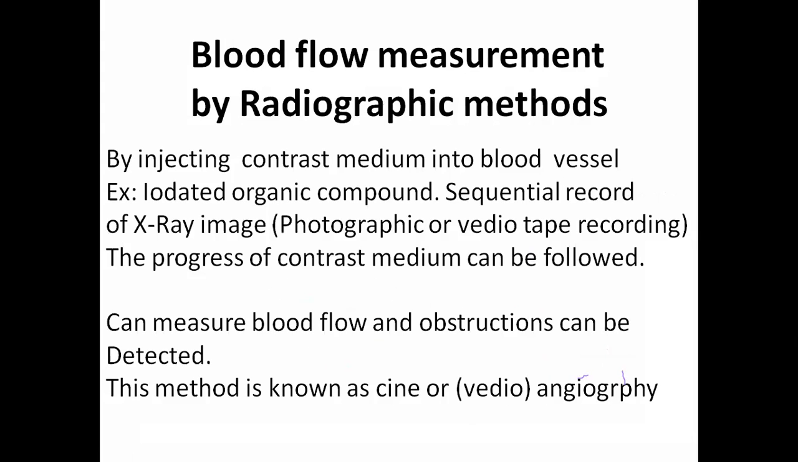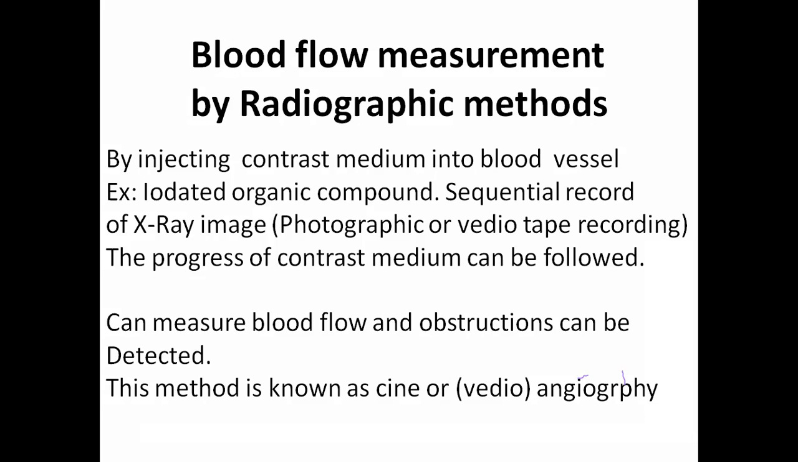The next type of measurement method is by using radiographic methods. Whenever we take an X-ray, we will get only the bones. We don't get any blood cells related indication. So why is it happening?